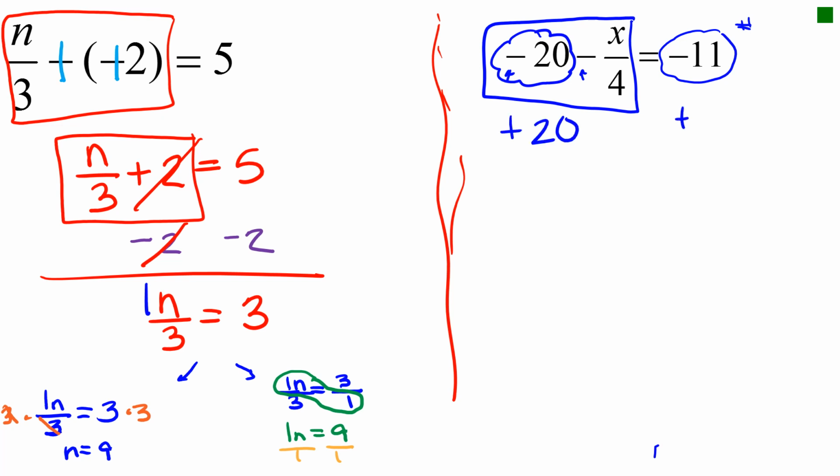So put the positive 20 on both sides. Whoopsie doodles, I forgot to put the two sides there. The negative 20 and the positive 20 cancel, leaves me with negative x over 4 equals 9.